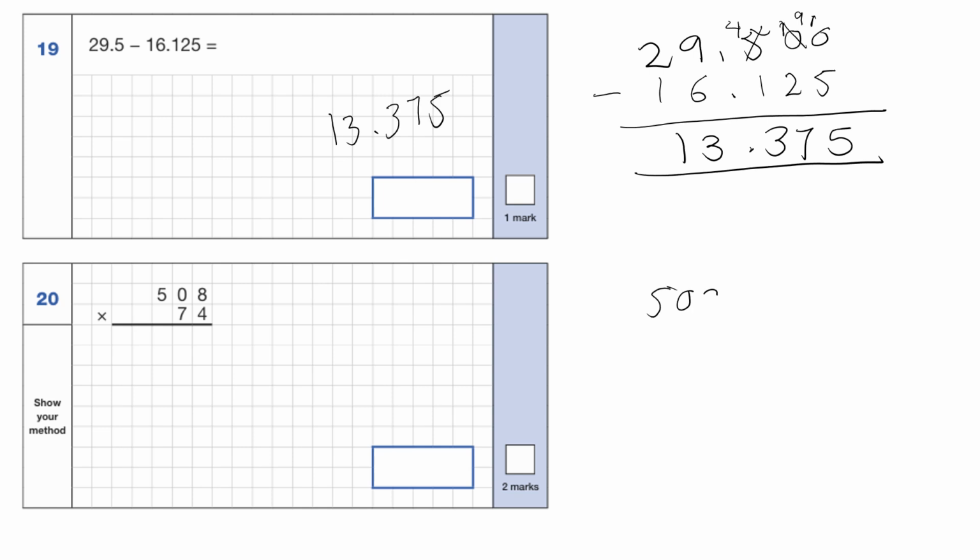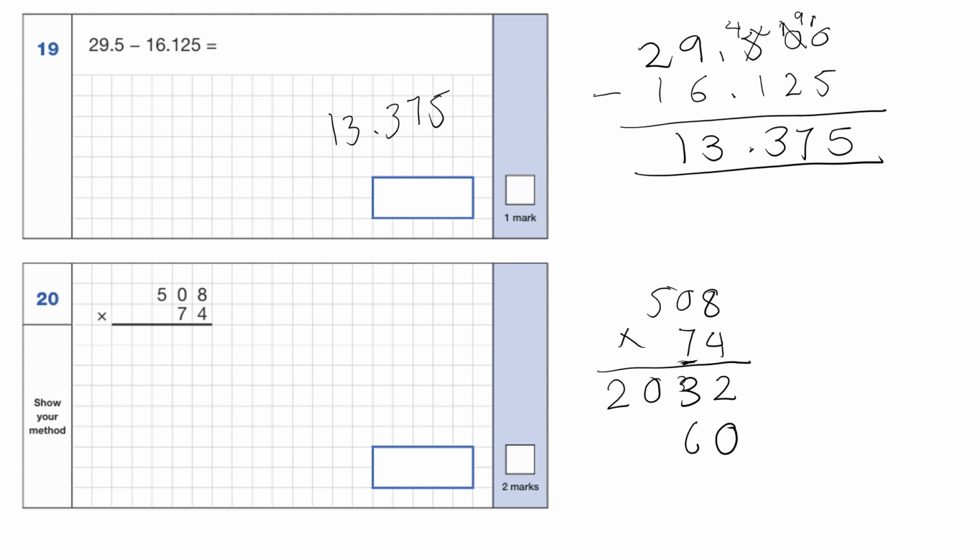Again, 508 multiplied by 74, really easy. 8 multiplied by 4 is 32, so put the 2 there, carrying over the 3. 0 times 4 is 0, we've just got the 3 there then. Then 5 times 4 is 20. Put in the place value holder and multiply by tens.